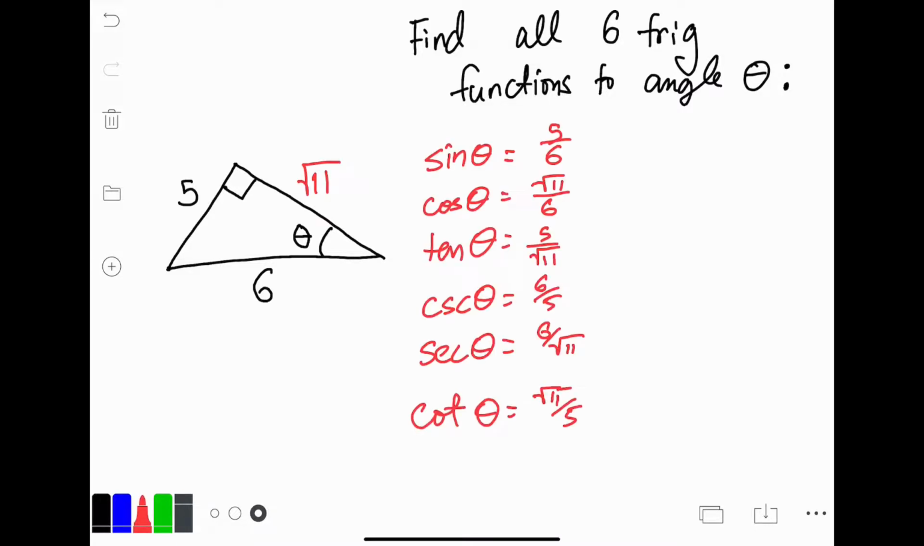And there you have it. If you have done your calculations correctly, you would have found that the adjacent side to theta was square root of 11. Therefore, now that you have all 3 sides of this right triangle, you can find all 6 trig functions to angle theta.